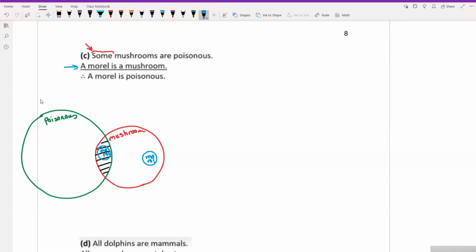Now conclusion, morel is poisonous. If I had morel here inside only the intersection part, I can say the answer is correct. Morel is poisonous in this case. But what if we had that outside of the intersection part, and was here? If I had this here, that means the conclusion is not correct. Since we have two ways to draw morel, we cannot say that the conclusion is correct.